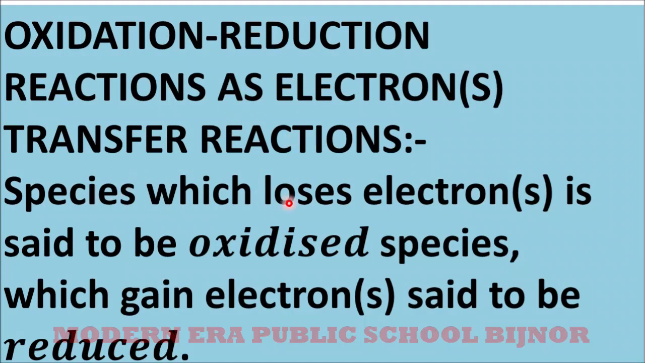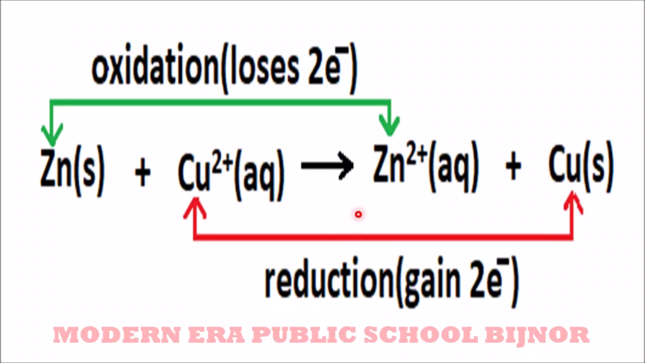A species which loses electrons is said to be oxidized, and one which gains electrons is said to be reduced. यानी वो सभी स्पेसीज जो इलेक्ट्रॉन को लूज कर रही हैं हम उनको कहेंगे वो ऑक्सीडाइज हो गई, और जो इलेक्ट्रॉन को गेन कर रही हैं हम कहेंगे कि वो रिड्यूस हो गई हैं। Here you can see this chemical reaction. The zinc is removing its two electrons. Zinc is more reactive than copper. So in the reaction between zinc and the copper ion, the copper ion is gaining the two electrons supplied by the zinc.